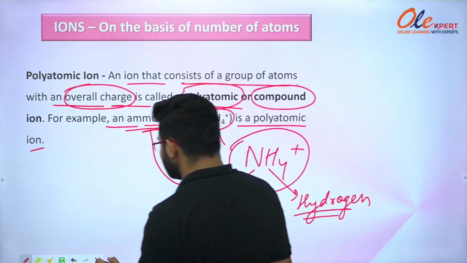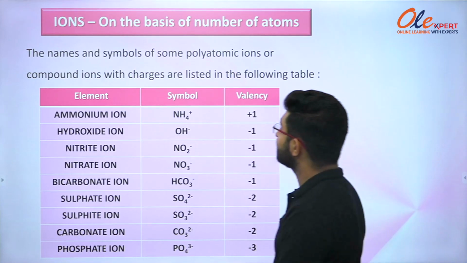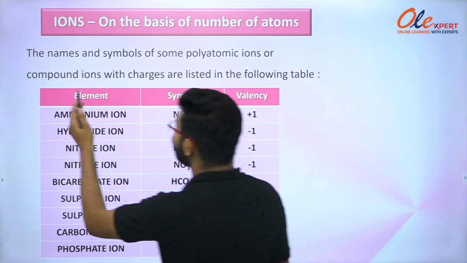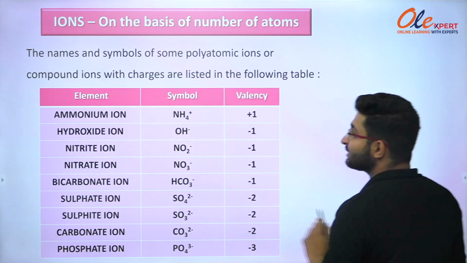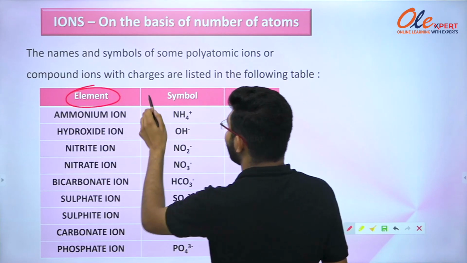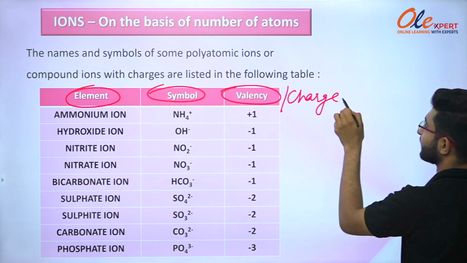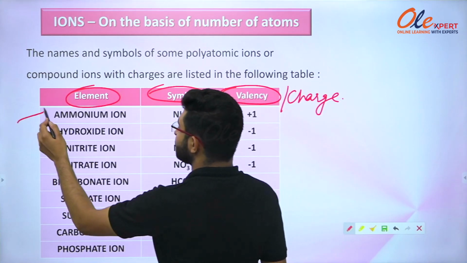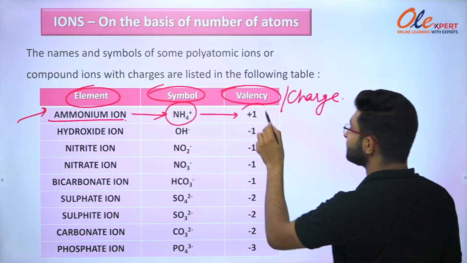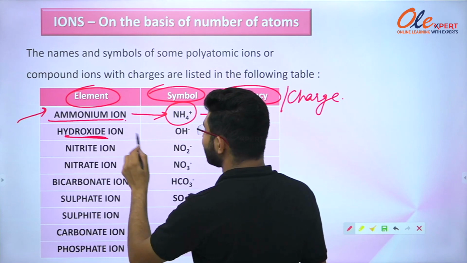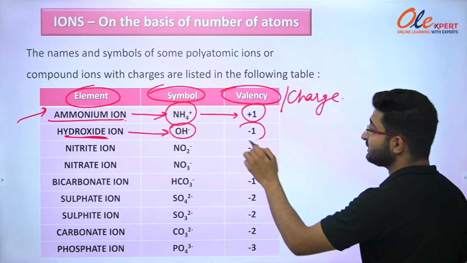Now we are moving further with the table of polyatomic ions. This is given on your screen. The names and symbols of some polyatomic ions or compound ions with charges are listed in the following table. You can see the polyatomic ion names, their symbols and their valency, or we can say charge. The first one is ammonium ion. We have already studied this, NH4 positive, and its valency is +1. The next one is hydroxide ion, represented by OH negative, and its valency is -1.